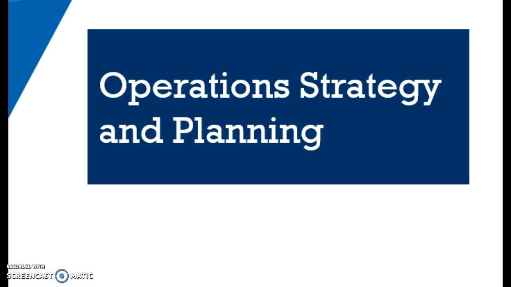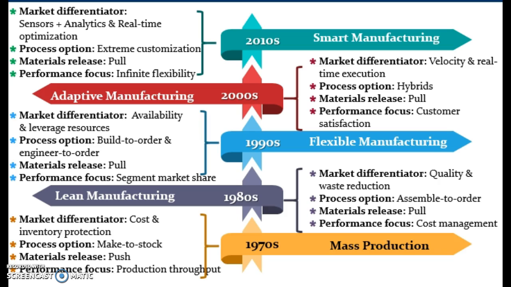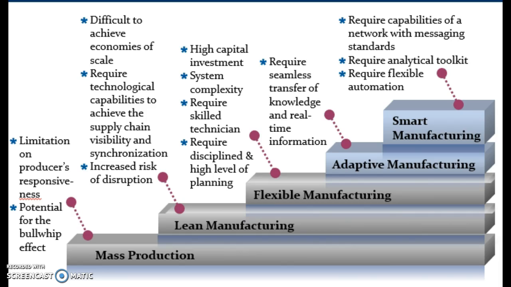All right, this is part 2 of chapter 6. Let's take a look at operations strategy and planning. Although many companies have made significant gains during the evolution from mass production to lean production processes, perfection obviously has not been achieved. So you can see the transition from mass production through lean manufacturing to flexible manufacturing, to adaptive manufacturing, and to today's smart manufacturing.